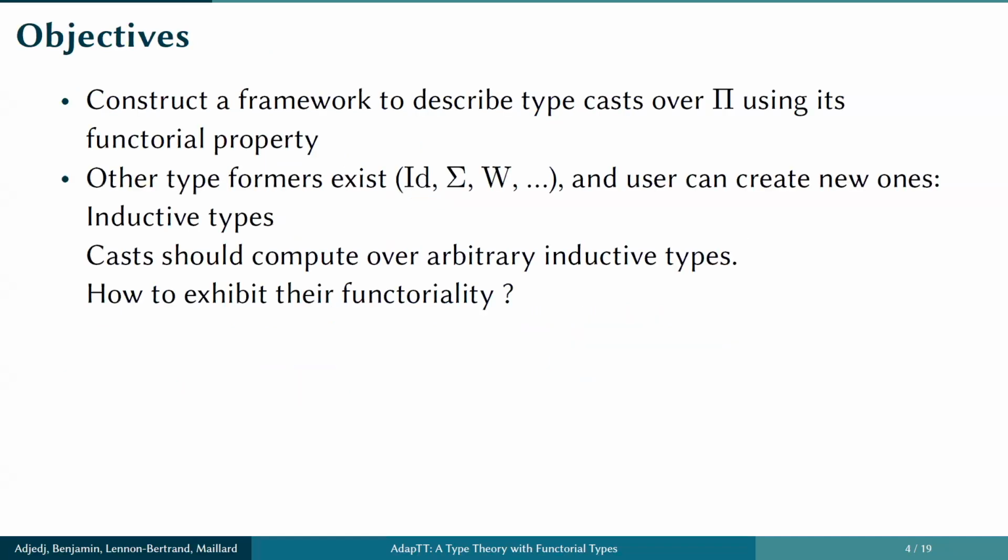So our initial goal was to have some sort of framework to talk about these functorial properties over pi types first, but then there are many other kinds of types. Type formers, we have sigmas, identity, W types, and even then users can define new type formers through the use of inductive types. And so we wanted to see how we could possibly exhibit the functorial properties of arbitrary inductive types. And that's what we went and looked into.